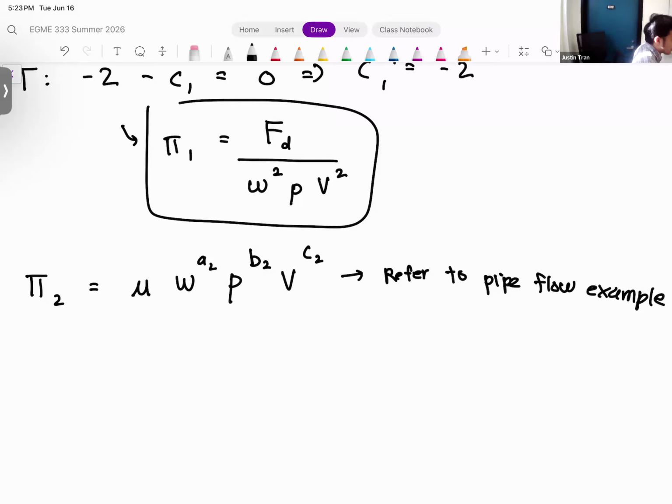Right, so this would just go through the exact same thing. In fact, the previous pi term, that's the third time we've seen it. Okay, so hopefully you guys are getting the hang of it.